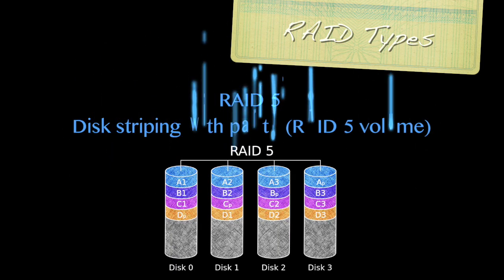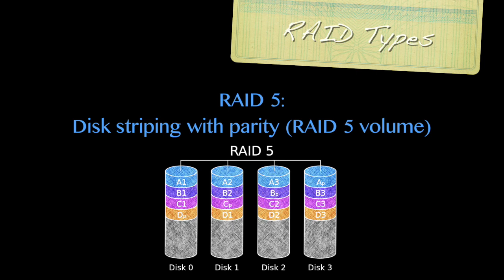RAID level 5 is disk striping with parity, or a RAID 5 volume. With RAID 5 volumes, the data is written to multiple drives along with parity information that is used to help recover data if a single drive fails. RAID 5 volumes need a minimum of 3 disks.